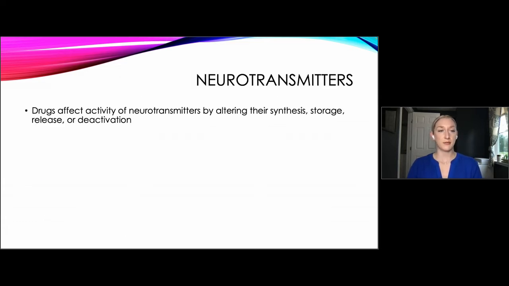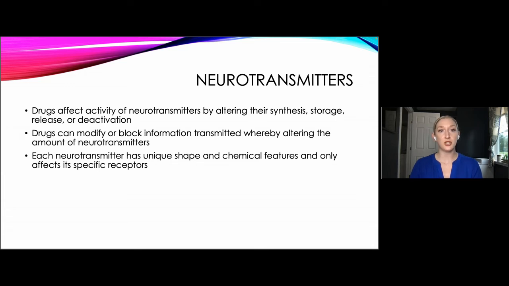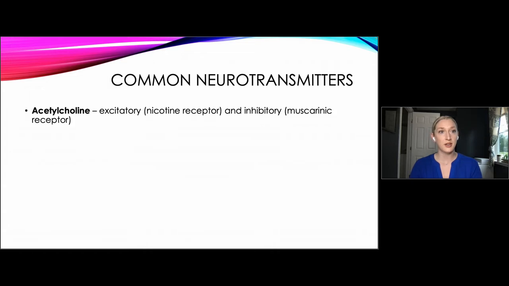We're then going to cover neurotransmitters. Drugs are going to affect the activity of neurotransmitters by altering their synthesis, storage, release, or their deactivation. So drugs can modify or block the information that's being transmitted, thereby altering the amount of neurotransmitters. Each neurotransmitter has a unique shape and chemical feature and only affects its specific receptor.